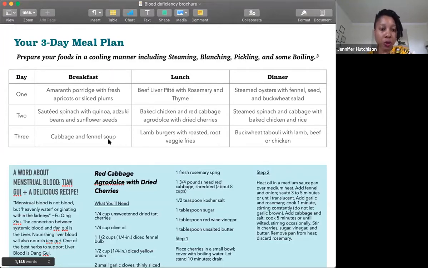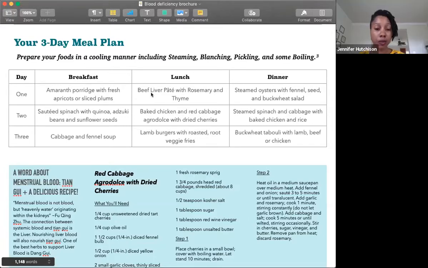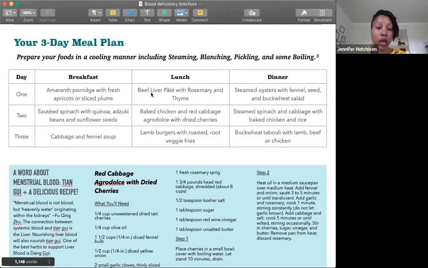Cabbage and fennel soup is good for breakfast on day 3. And then for lunch, if you're a meat eater, I know for me, I was vegan for like 9 years and just started eating some meat. And in actuality, that's important for blood deficiency because, as we know, a lot of iron is in red meat. And so iron also enhances your blood, or we need iron for our blood.